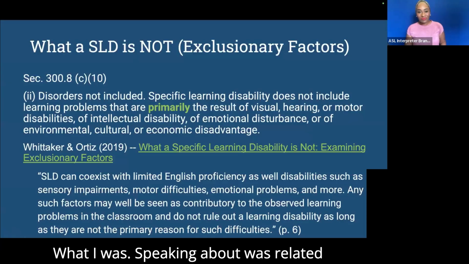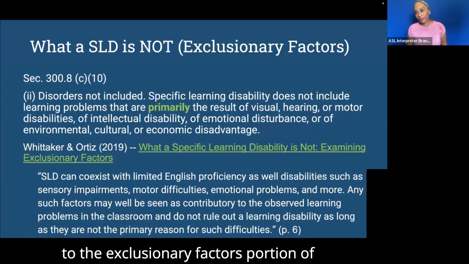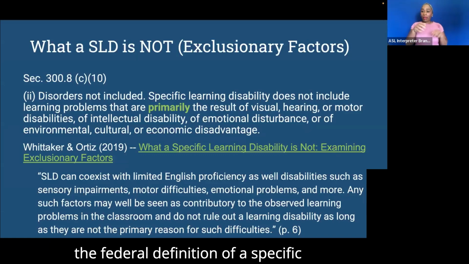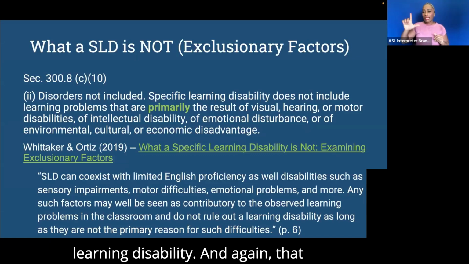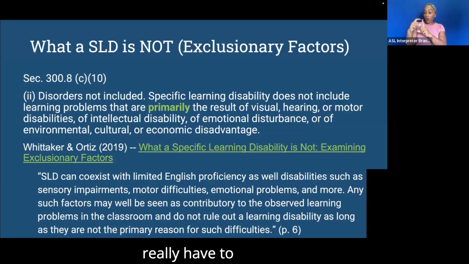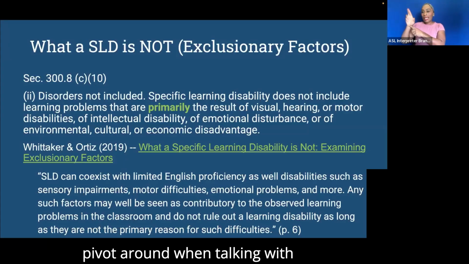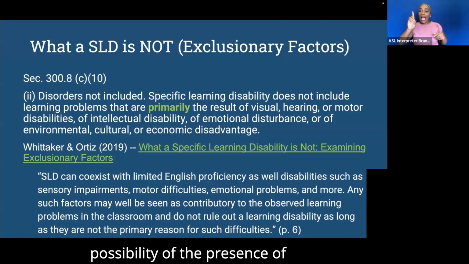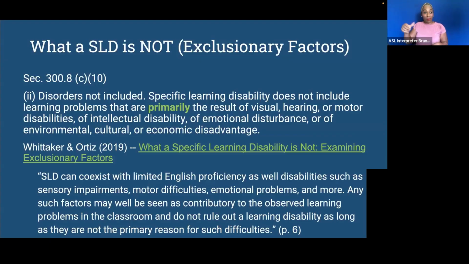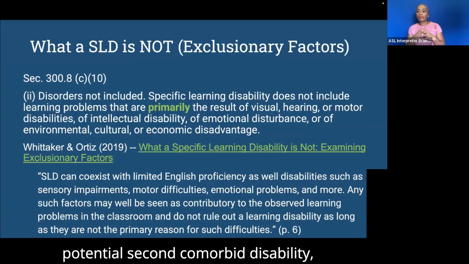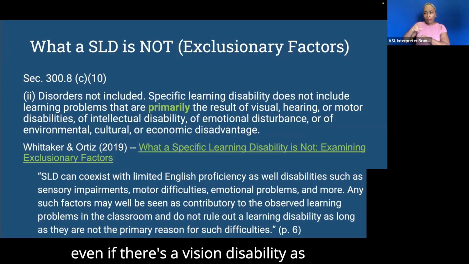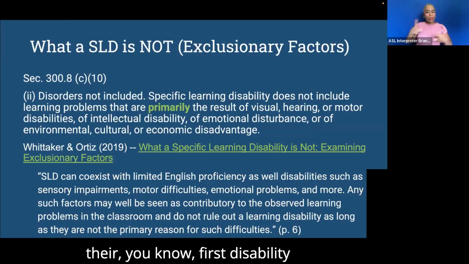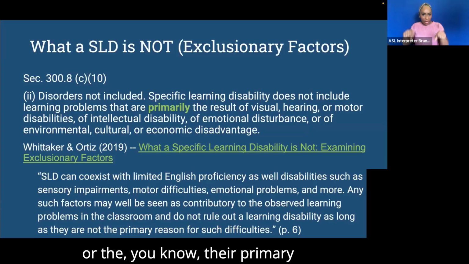What I was speaking about was related to the exclusionary factors portion of the federal definition of specific learning disability. And again, that word primarily is the key word that you really have to pivot around when talking with administrators, talking with the child study team about the possibility of a coexisting disability, is that it is okay to pursue looking at a potential second comorbid disability, even if there's a vision disability as their first disability, or their primary disability.